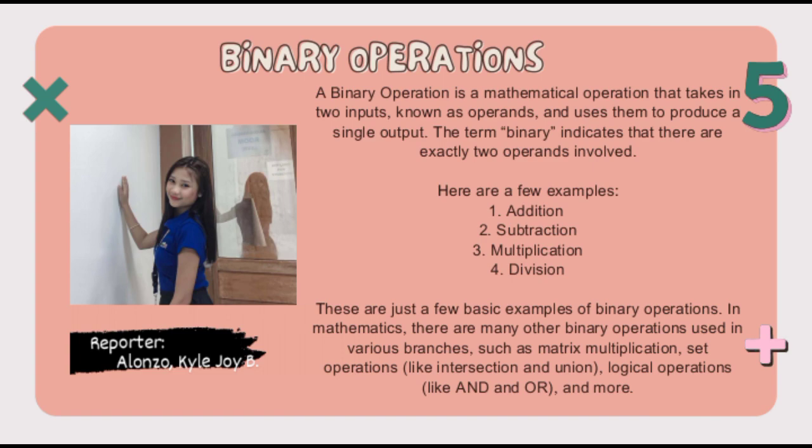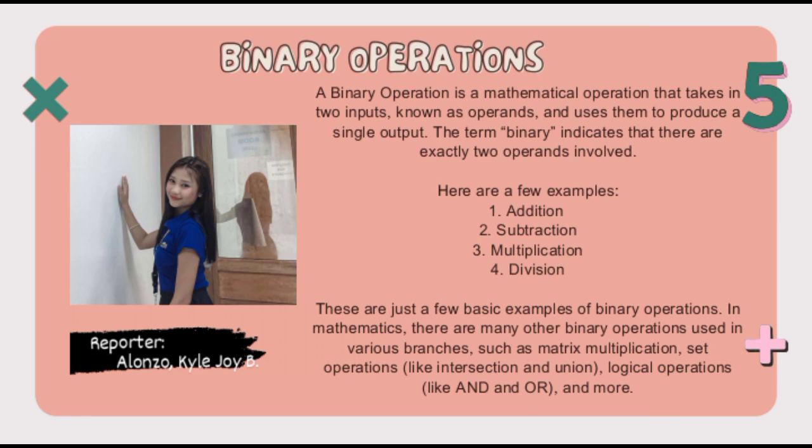Second is subtraction. Subtraction is another binary operation that takes two numbers and produces their difference. For instance, if we subtract 8 from 12, the binary operation of subtraction yields 4. The minus symbol represents the binary operation of subtraction.